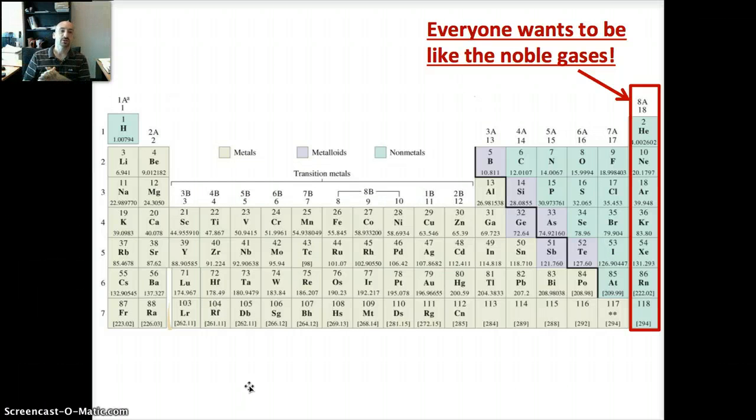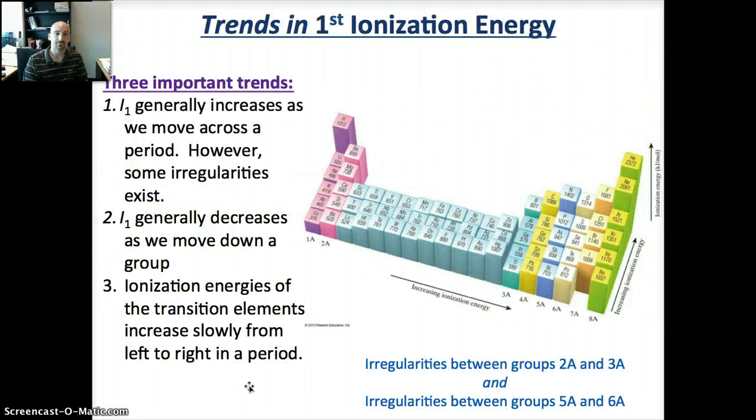So a key rule here is to always remember that all atoms want to be like the noble gases. The noble gases have that full valence shell of electrons and they're happy. Everybody else wants to be just like that.